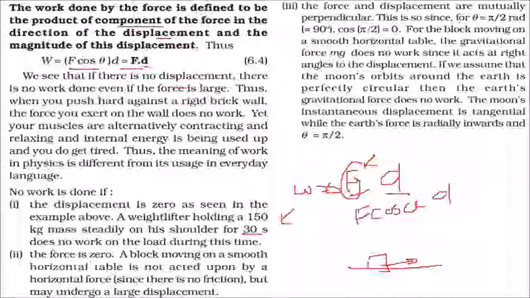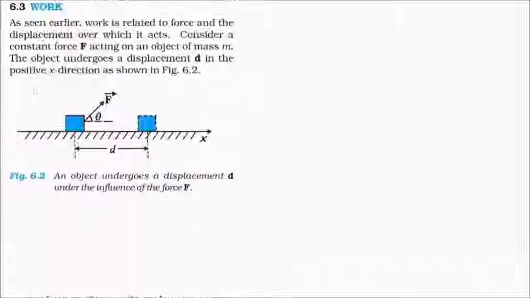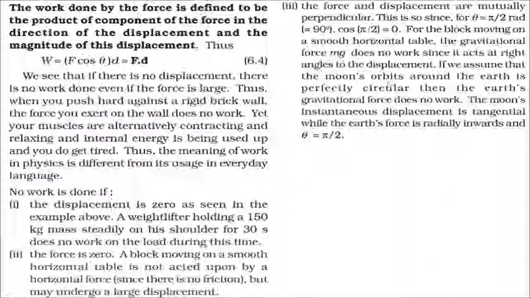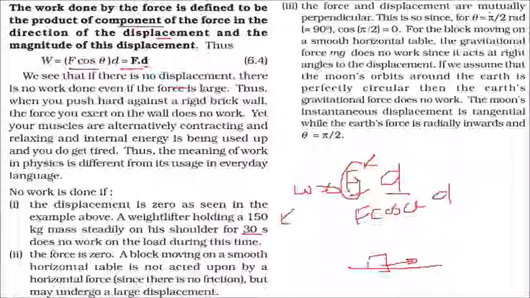That means, if we talk about this component F sin theta and this D, because this is perpendicular to the displacement, there is the angle between these two, D and F sin theta is 90 degrees. Why? Because cos theta is 0. So, no work is done here. The force and displacement, they are mutually perpendicular, that is, no work is done for pi by 2, because cos pi by 2 is 0.